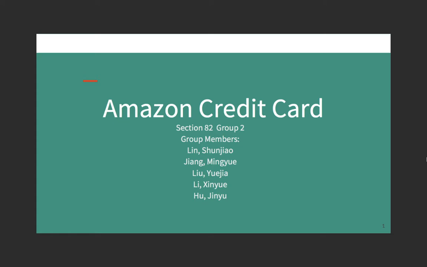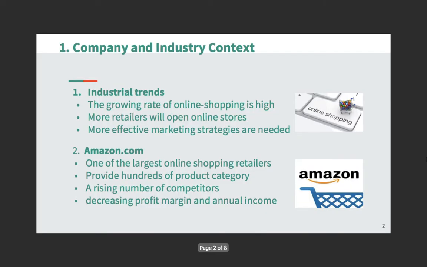Hi, we're Group 2. Today we're going to talk about the relationship between the Amazon credit card program and the sales revenue. First, we will give a brief introduction about the industry, company background, and the data set we want to analyze. Then we will deliver more explanations about the methodologies that we applied in this project. Let's start with the industry and the company background.